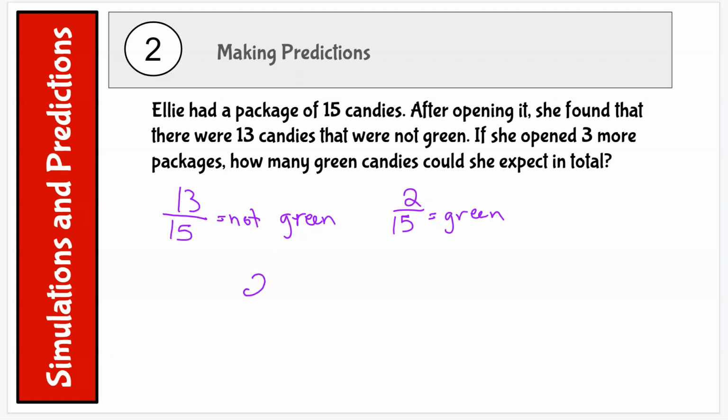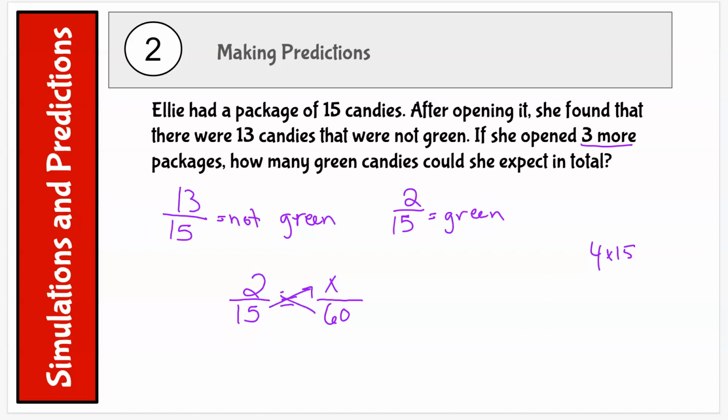So, we want the green. We're going to use that fraction for the green. And then we want to figure out, what am I setting that equal to on my proportion? So she opened 3 more. So she has 4 total boxes, and 4 boxes with 15 candies is how many I need to set that equal to. So 15 times 4 gives me 60. But she's wanting to figure out how many greens, so that's our unknown. We can make that any variable. I just always use x out of habit.